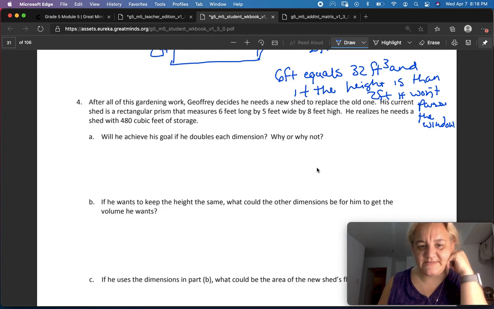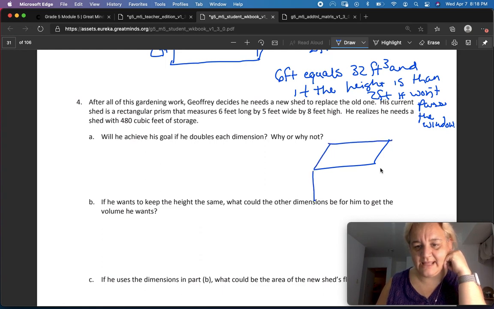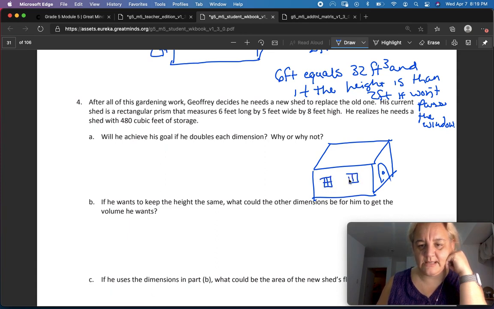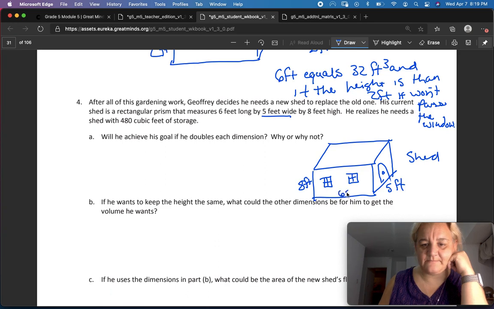Okay, so 6 feet long, 5 feet wide. Wait a minute. 6 feet long, 5 feet wide, and 8 feet tall. Now sheds usually have rounded roofs, but I'll give it a door, maybe a window. Okay, so there's my shed. And it is 8 feet high by 5 feet wide by 6 feet long.